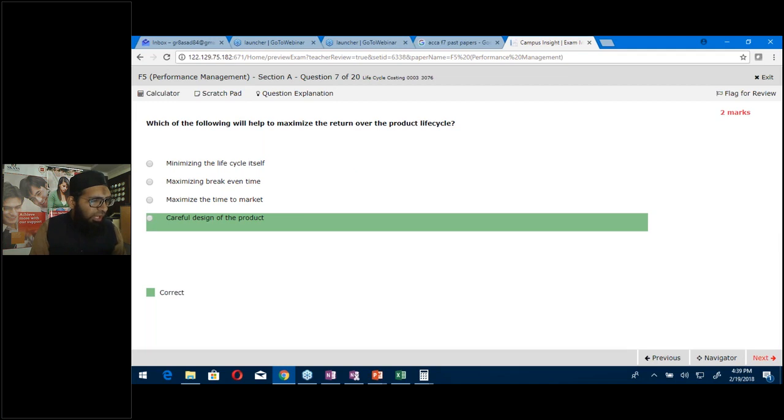Which of the following will help to maximize the return over the product life cycle? And the correct answer is D, that I carefully design my product.